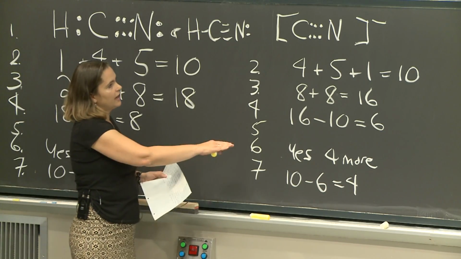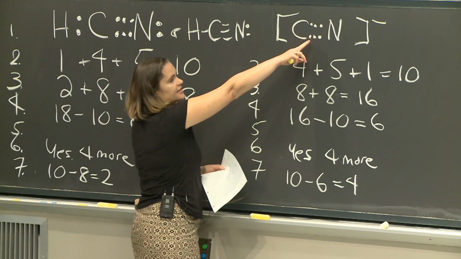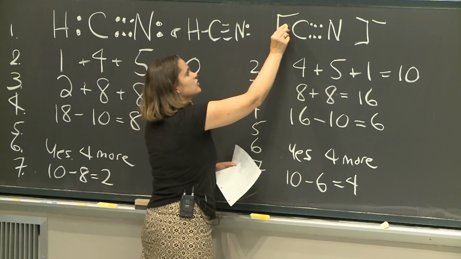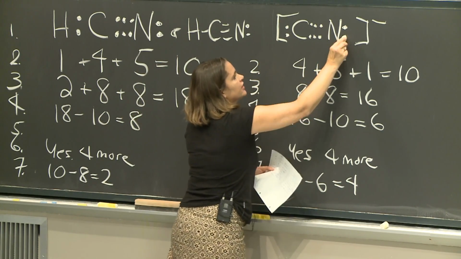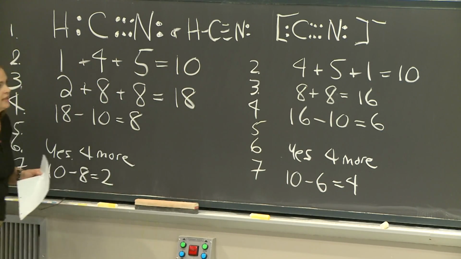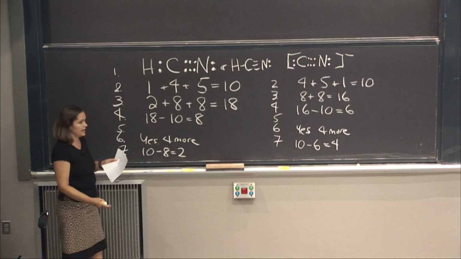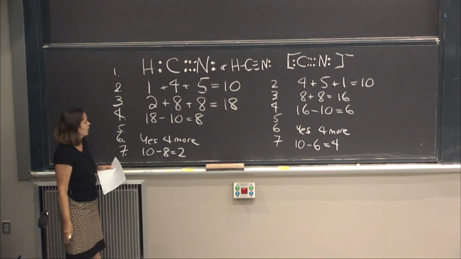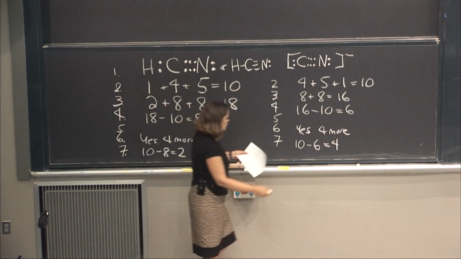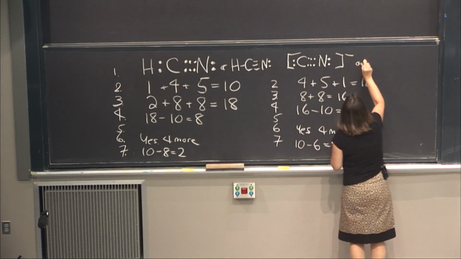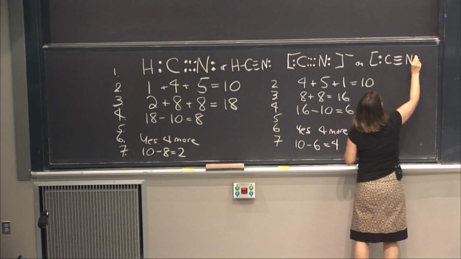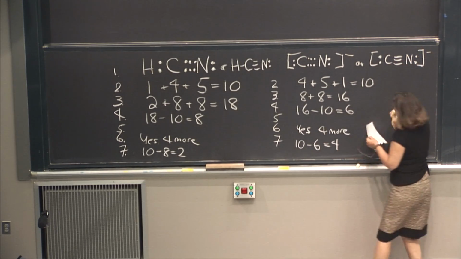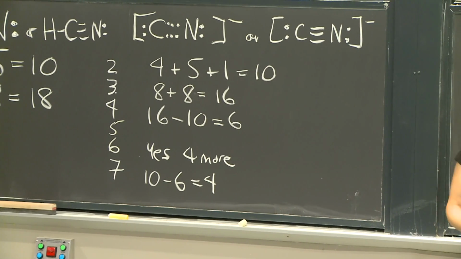So now I can assign, this is not complete for carbon, so I can put a lone pair on carbon, and I can put a lone pair on nitrogen, and now they have their complete octet. And we get to assign formal charge. So I could write it this way, or I could have written it with a triple bond here, and don't forget to put the charge on the end.